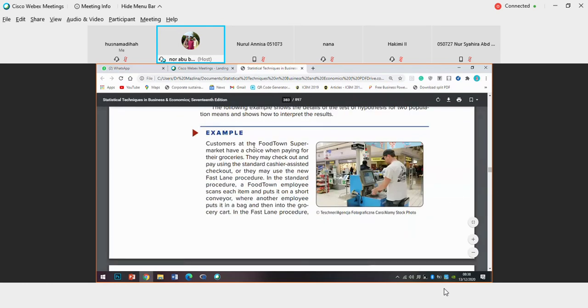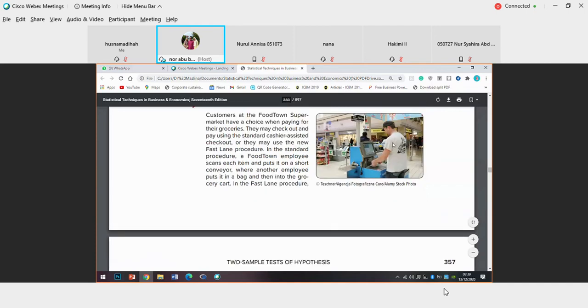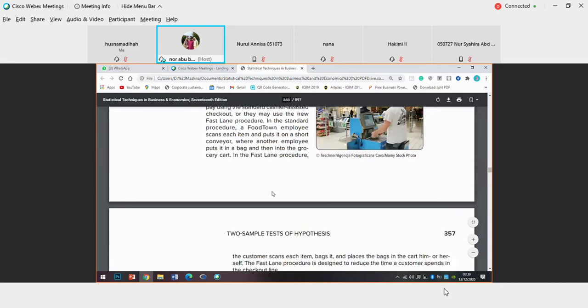Okay, let's have a look at this example on Food Town Supermarket. Okay, jadi Food Town Supermarket ni dia introduce one method called the fast lane method, di mana kita boleh check out sendiri. Okay, we check out and pay using standard cashier assisted checkout. Okay, jadi mungkin rasanya Kak Maidin dah start dah benda ni ke tak berjaya or something like that. Probably orang Malaysia tak berapa suka lah, dia suka orang layan dia. Okay, now a Food Town employee scans each item and puts it on shot. Okay, this is the way they do it.